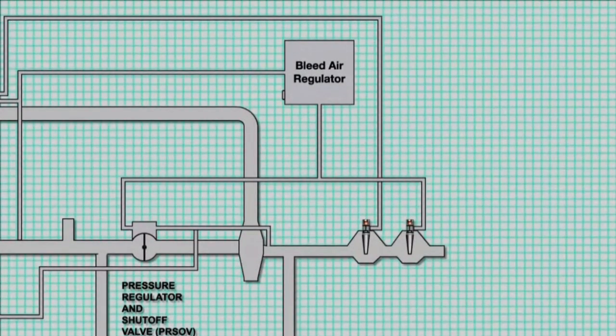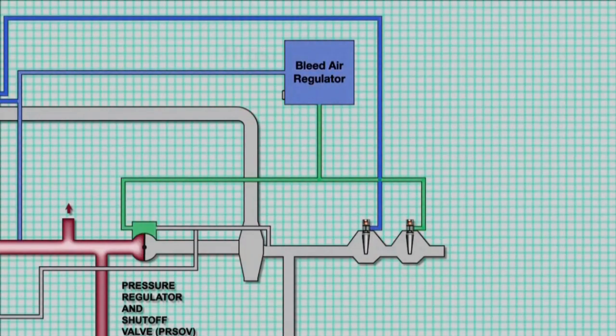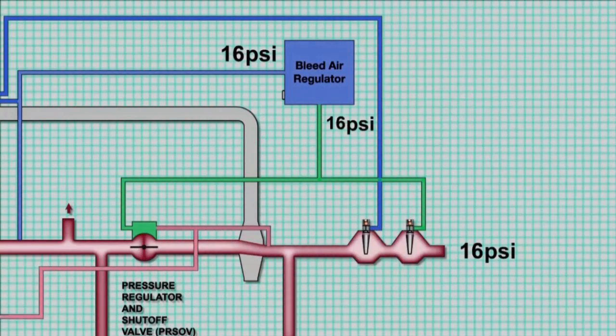Now let us look at the operation of the PRSOV. Remember that the PRSOV and the bleed air regulator work together to control the bleed air system pressure. When the engine starts, the PRSOV is closed.